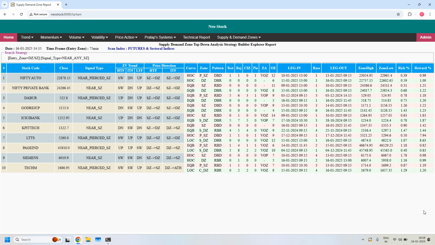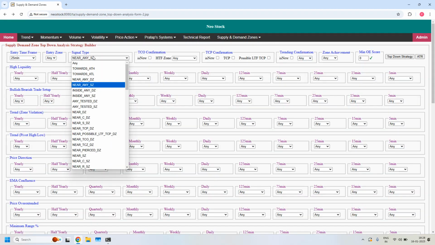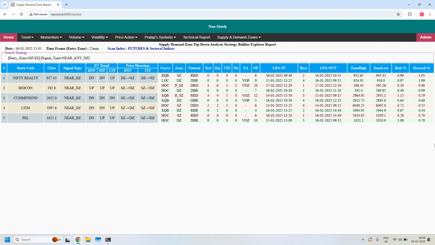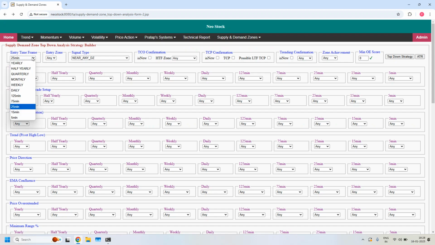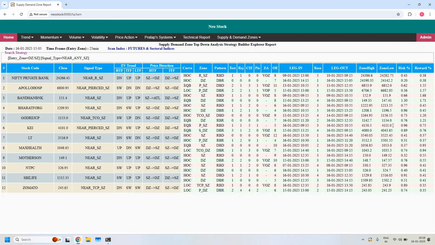Okay, this is about 75 minutes time frame. Next time frame is 25 minutes. Stocks near 25 minutes demand zone. We got 5 stocks. Next 25 minutes time frame, stocks near 25 minutes supply zone. We got 12 stocks.